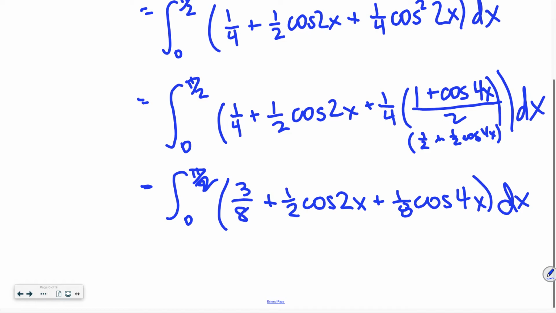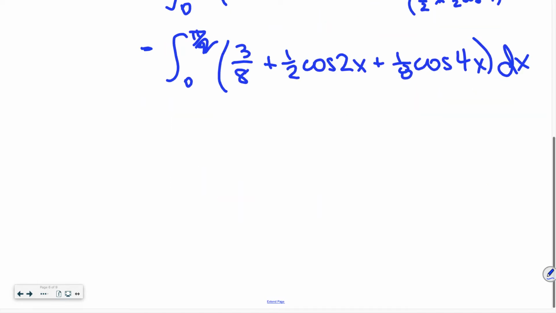Yeah. And are we okay with 1/8 cosine of 4x? Yes. Okay. So at this point, we can actually anti-derive. We can take 3/8 x.